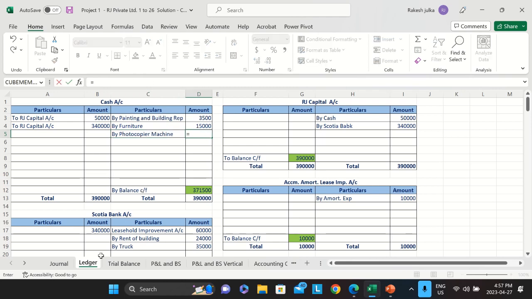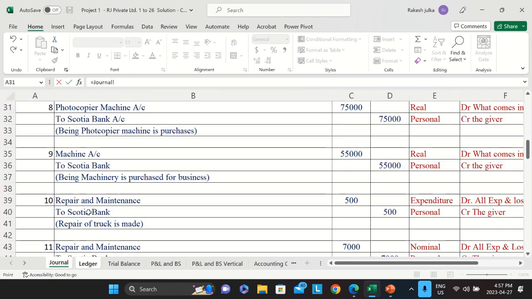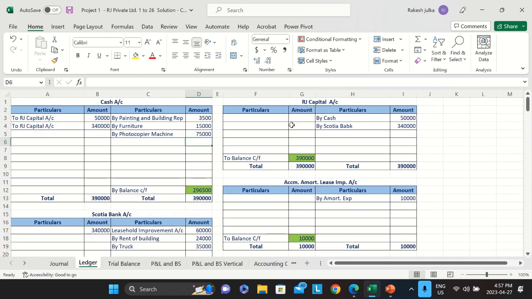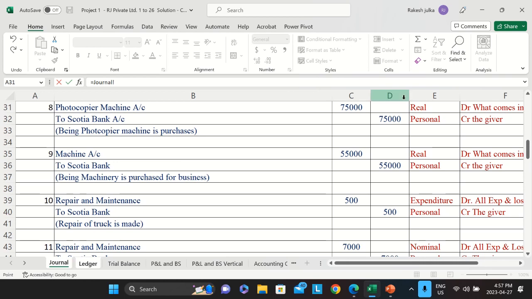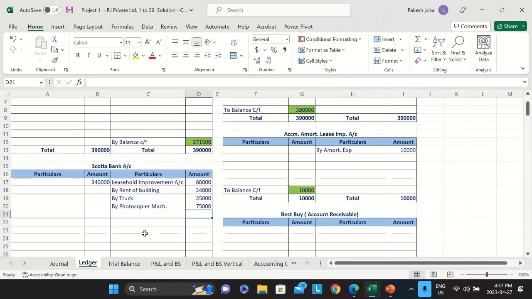So what is the amount here? Then go to here cash, photocopier machine account debit, photocopier machine to Scotiabank 75,000. I think yeah, so I have done wrong here. No need, because this is cash and this is bank. So I need to write it here: buy photocopier machine, because that money is paid by check, not by cash. So is equal to sign here, and then go to the Scotiabank here $75,000. Transaction number 8 is done.